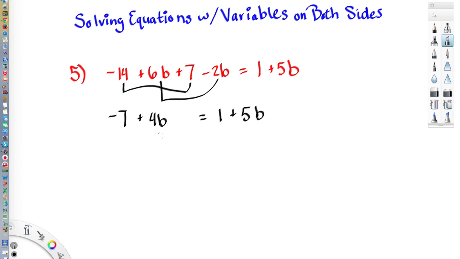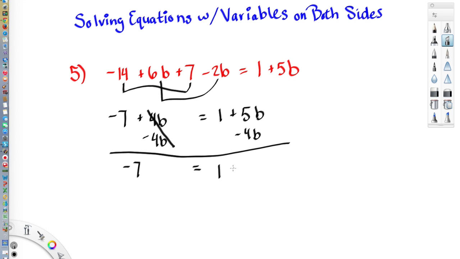Now what I have to do is get the variables on just one side of the equation. I'm still not even ready to isolate yet and do inverse operations. I see I have fewer b's here, so I'm going to take away 4b from this side. And what I do to one side of the equation, I need to do to the other. So I subtract that, and I get negative 7 is equal to 1 plus 5b minus 4b, which is just 1b left over.